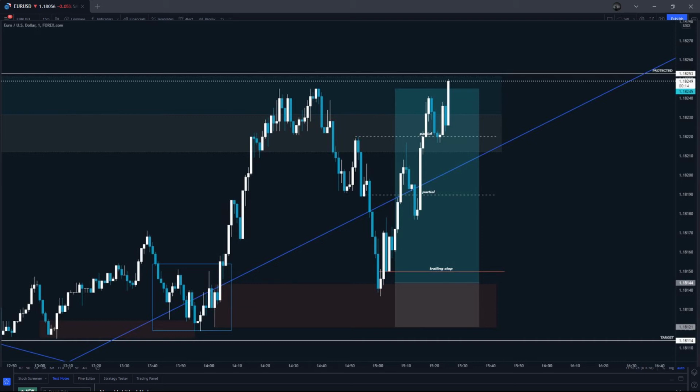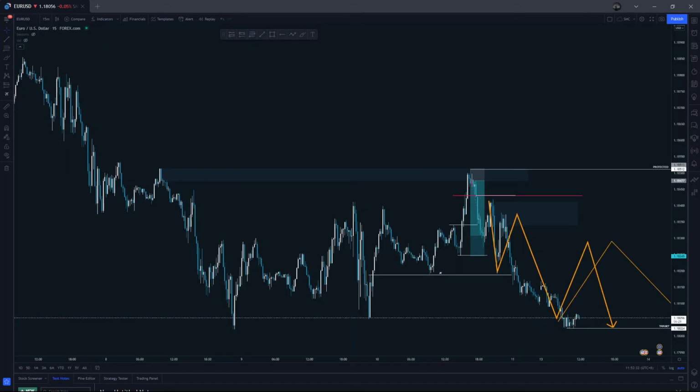So this is a 4 RR, and I risk 1%. This doesn't mean I take 4%, because I partialed aggressively. Technically, this is an aggressive partial right here. So I know what to expect, and I know how much I made.